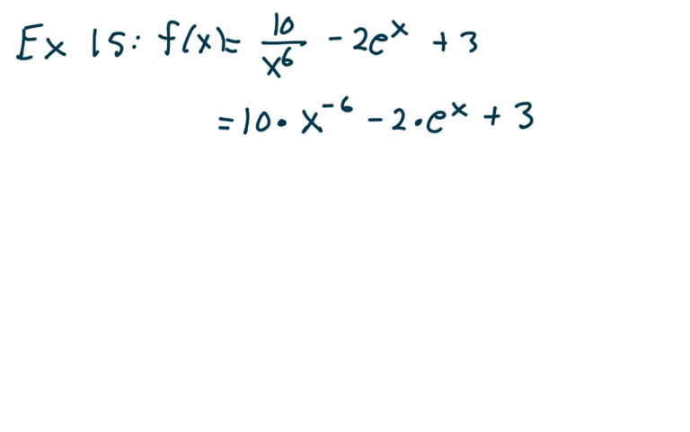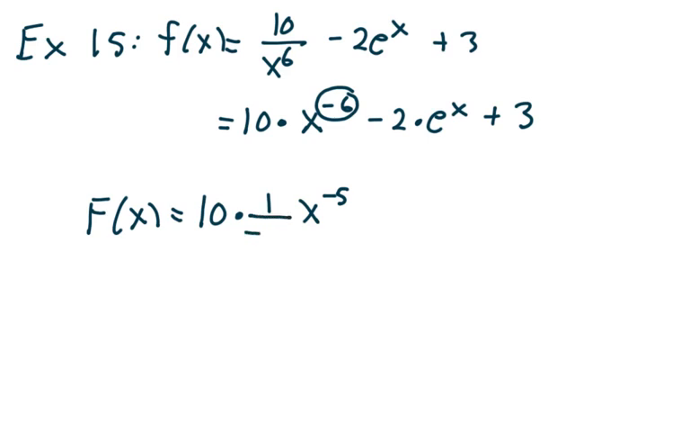And if I go to take the antiderivative, I'm going to take 10 times, I want to add 1 to that exponent to make it x to the negative 5. But remember, I have to divide by negative 5, or multiply by 1 over negative 5. Those mean the same thing, by the way. So dividing by negative 5, multiplying by 1 over negative 5, same idea.